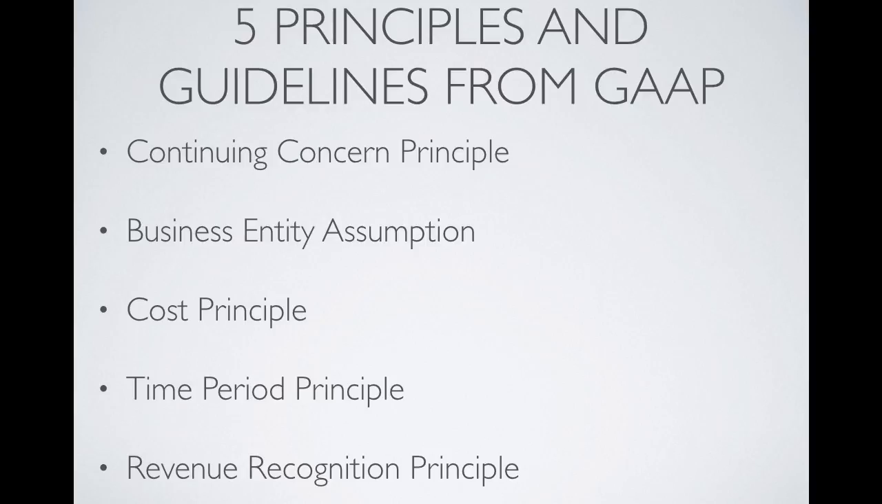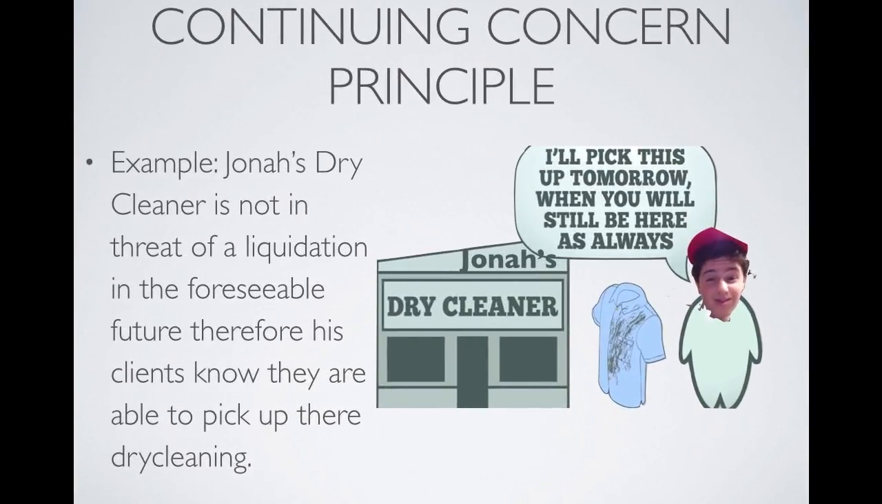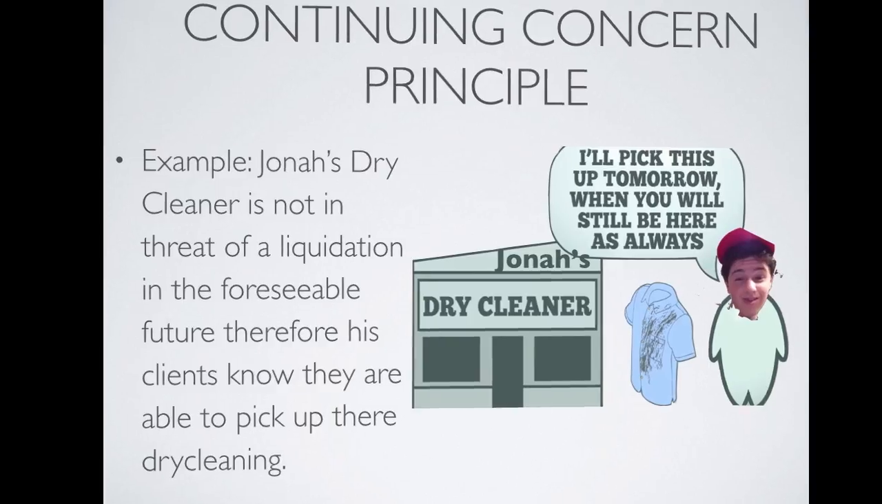The first is the continuing concern principle. This principle assumes that a company will continue to exist long enough to carry out its objectives and commitments and will remain in business for the foreseeable future. If the company's financial situation is bad enough that the accountant believes the company will not be able to continue on, the accountant is required to disclose this information.